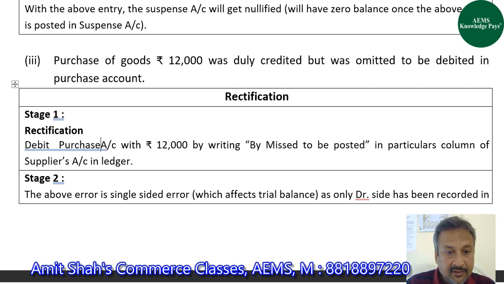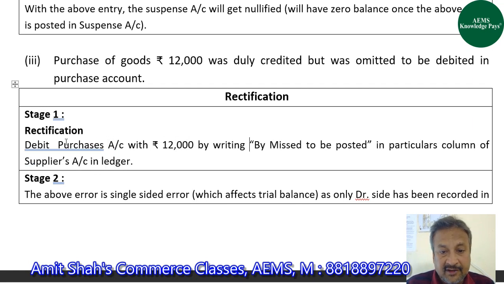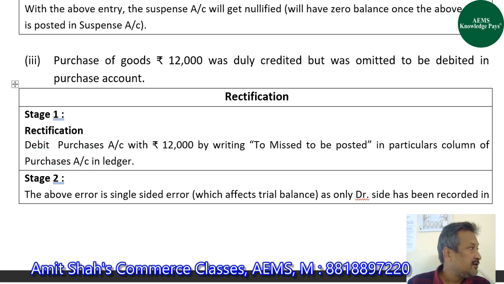Purchase account, purchase, with rupees 12,000, by writing to be posted in the particulars column of purchases account and ledger. Clear? Because of this error, again, trial balance will not match. Now, this time, credit side is more, debit side is less. So, suspense account would be opened with its debit balance of rupees 12,000.